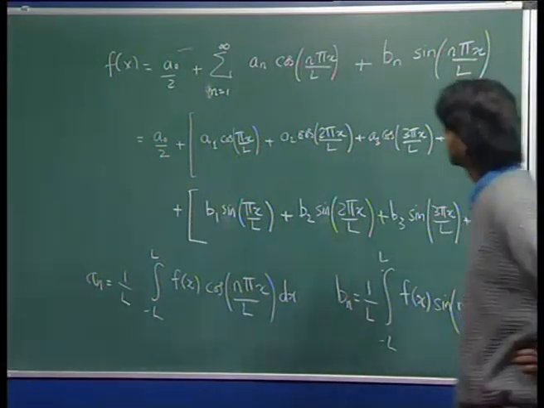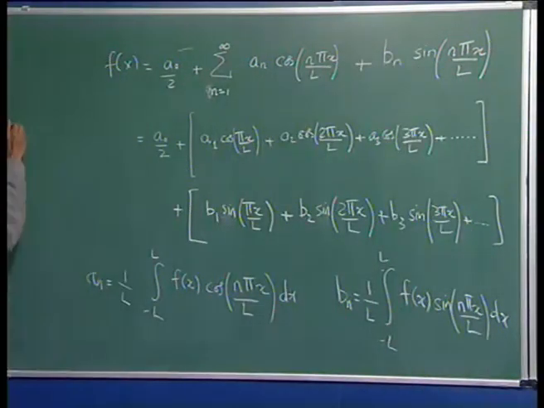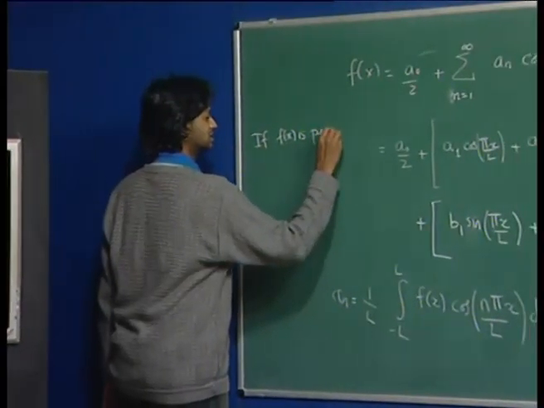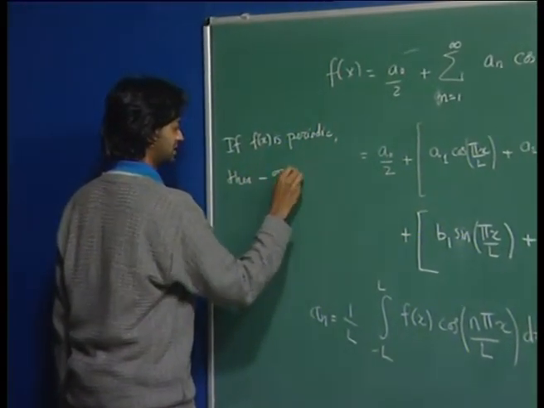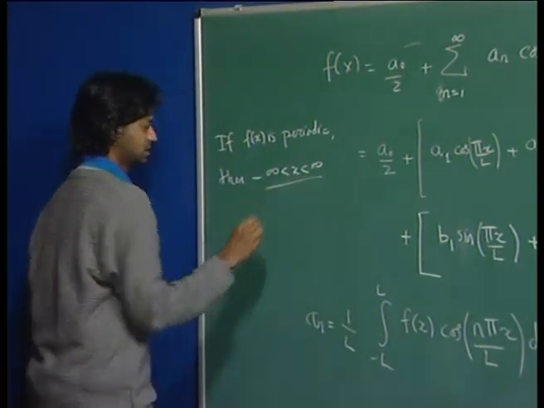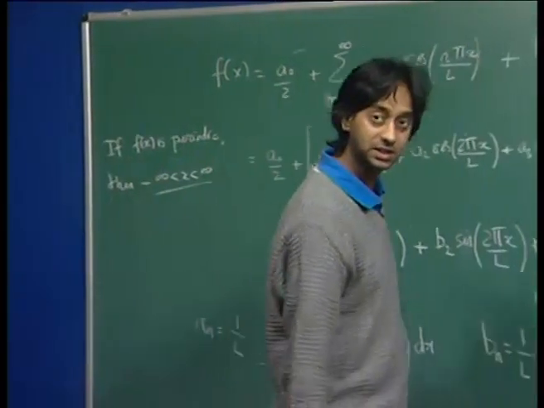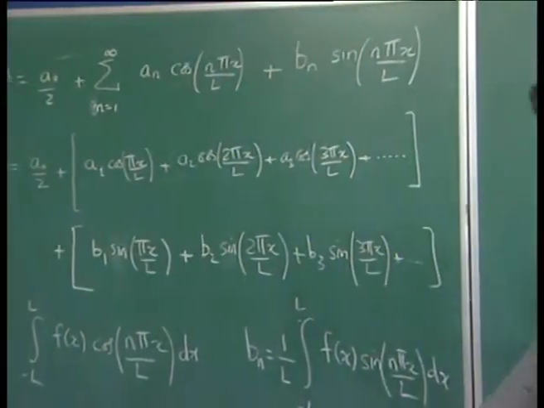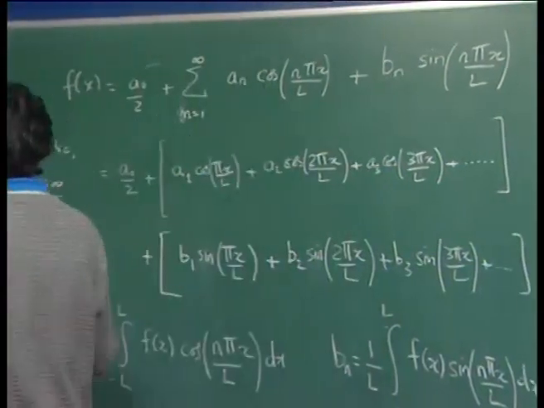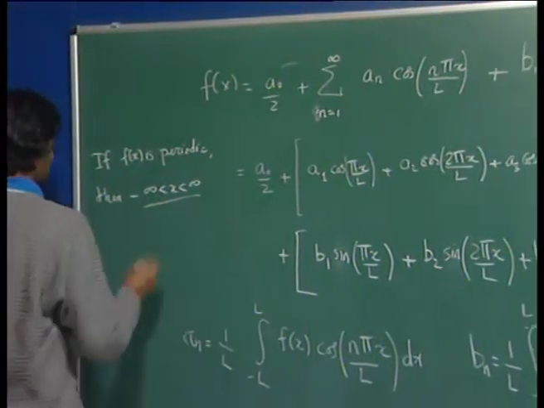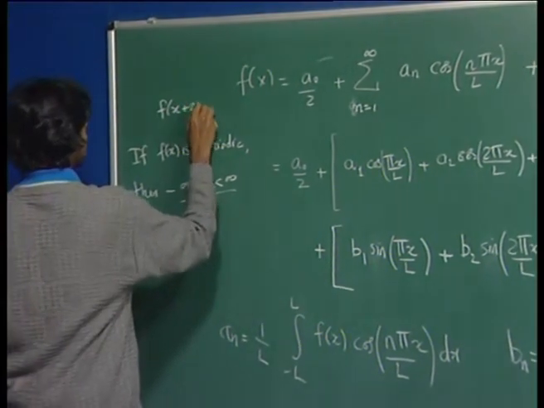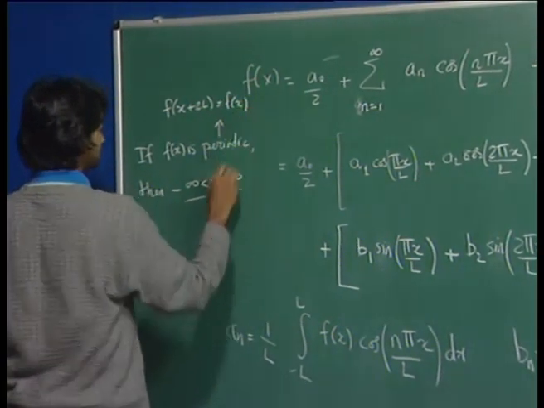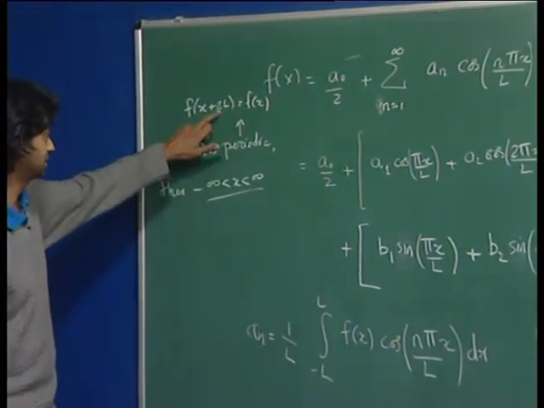So that is the description of a n and b n. Now, regarding the range of x, if f of x is periodic, then minus infinity less than x less than infinity. If f of x is a periodic function, this expansion can be done for all x. Periodic implies f of x plus 2L equal to f of x, so periodic with period 2L. So 2L is the period of f.